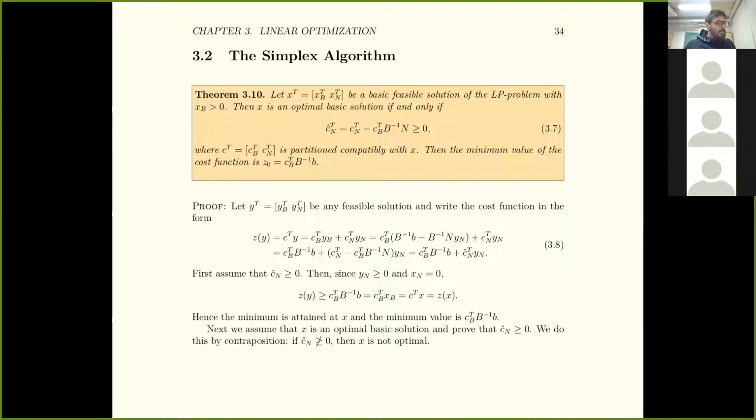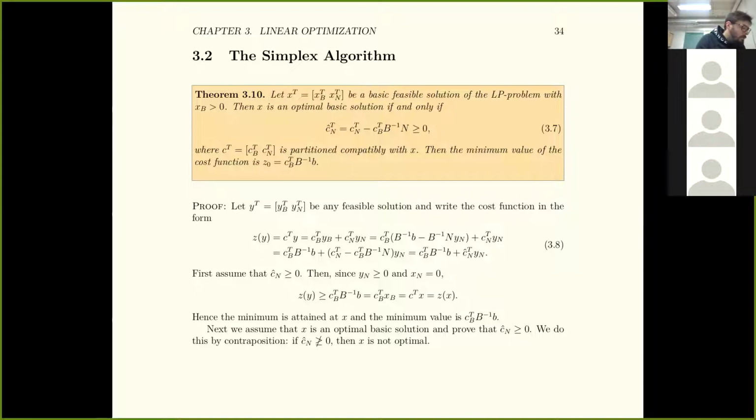So let's look at what happens to this cost change. We rewrite this: A times delta X must be equal to 0, right? So I'm going to rewrite this with the B part. B times delta XB plus N times delta XN must be equal to 0. We must have this, because A times delta X is 0, and now I've split this A into these two parts, the B part and the N part. The sum in this must be 0, right?